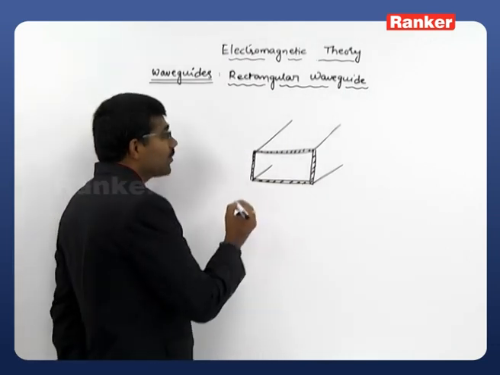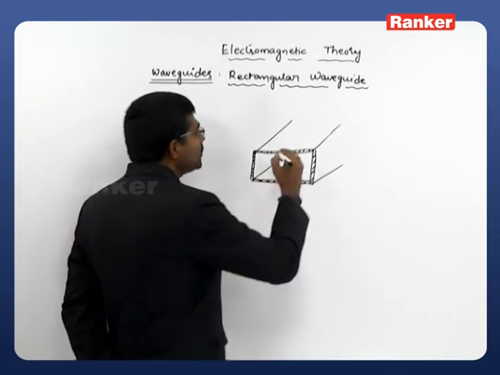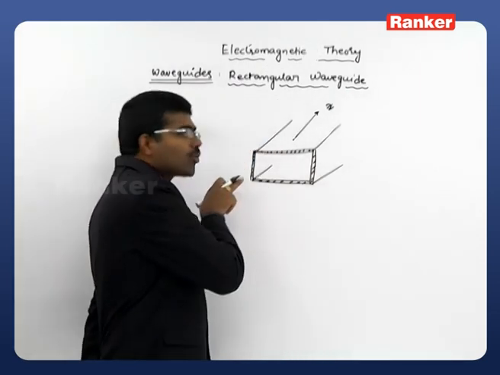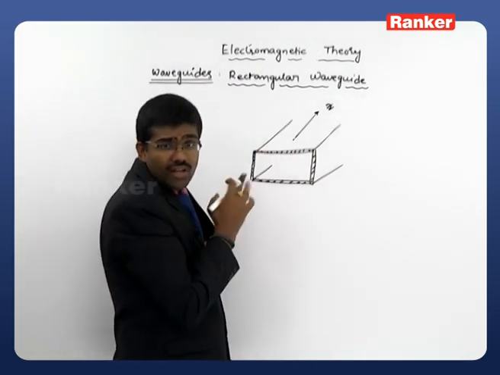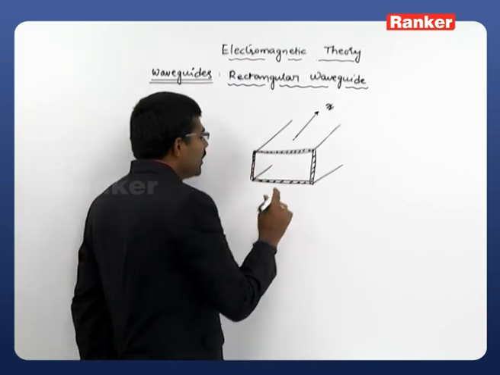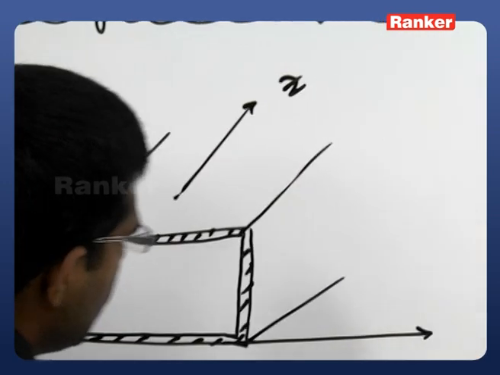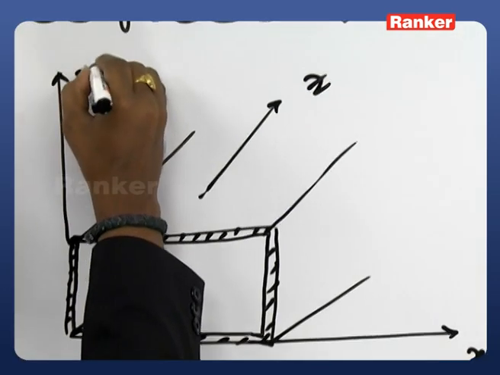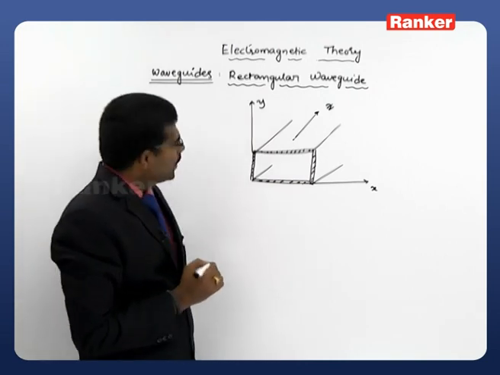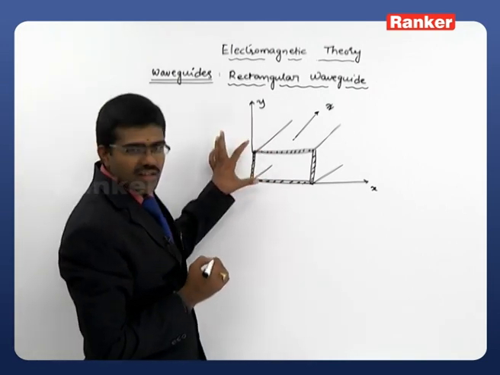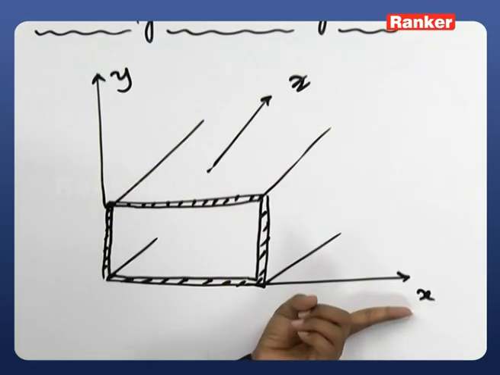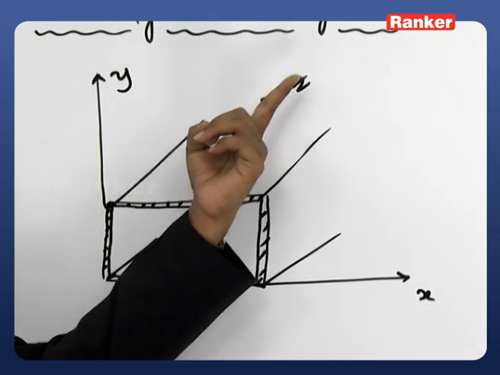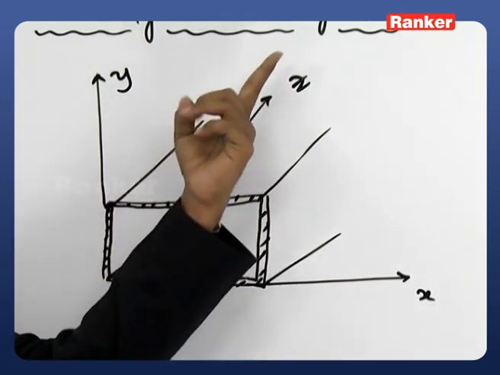Now, for this rectangular waveguide and for our convenience, I will assume that the rectangular waveguide is placed in the Z direction. That is, the wave is propagating in the Z direction. That is my assumption. You can take any direction for your convenience, no problem. Let us take the broader dimension along the X axis and the narrower dimension along the Y axis. This is a simple rectangular waveguide that I am considering, with the broader dimension along the X axis, the narrower dimension along the Y axis, and the waveguide kept in the direction of Z.